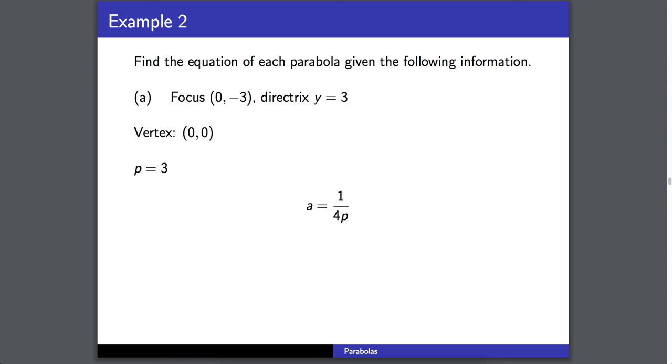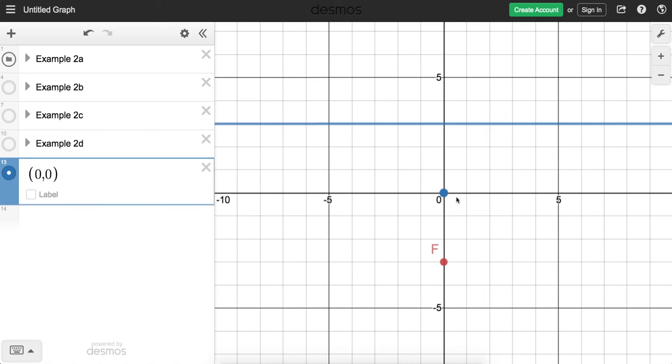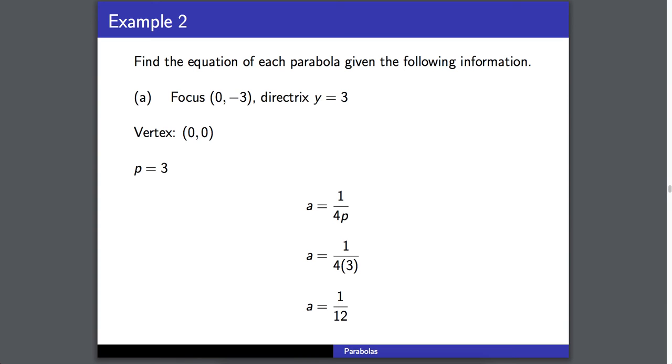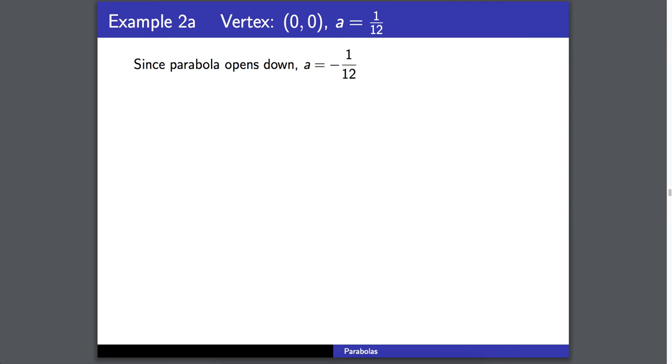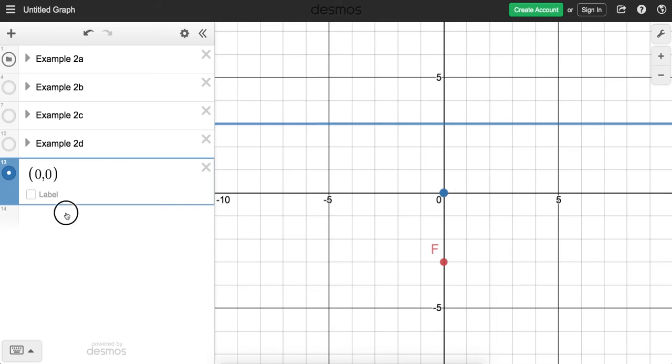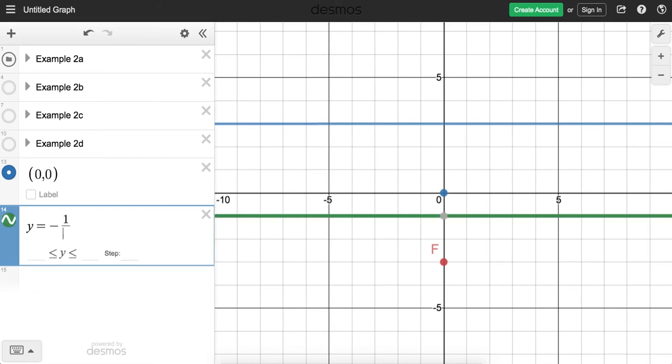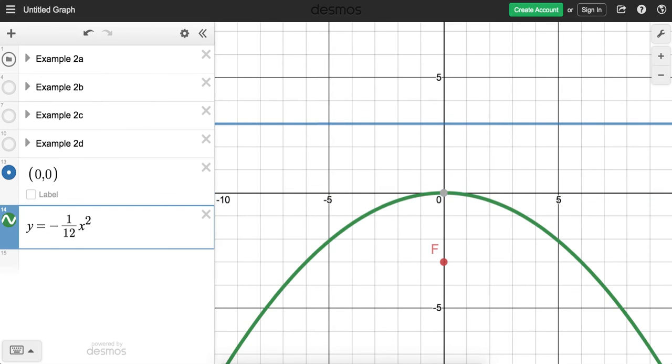So if we do a equals 1 over 4p, and we know the value of p is 3, we can make a as 1/12. And again, because our parabola is opening downward, we want the value of a to be negative. If it was opening upwards, it would be positive. So a is negative 1/12. So we have our value of a, we have our vertex, so we can write our equation as y equals negative 1/12 times (x minus 0) squared plus 0, which gives us negative 1/12 x squared. So if we just go ahead and check that, y equals negative 1/12 x squared, we have our parabola opening downward, and every point on the parabola will be the same distance from the focus point as it is from the directrix.